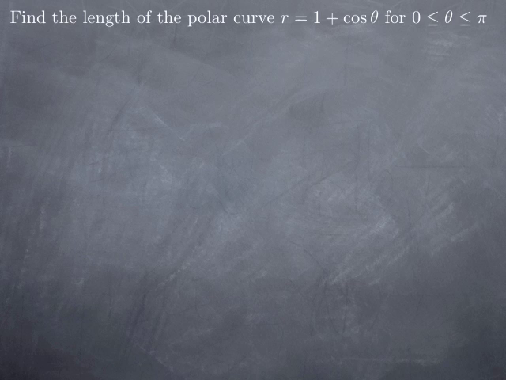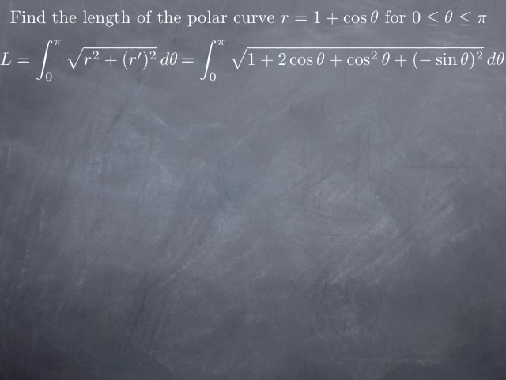Let's take a look at one more example. We want to find the length of the polar curve r equals 1 plus cosine theta for theta between 0 and pi. Since cosine is one-to-one on the interval 0 to pi, and r stays non-negative because cosine is between negative 1 and 1, that means that this curve is traversed exactly once as theta increases from 0 to pi. So we can apply our formula, and the length is given by the integral from 0 to pi of the square root of the sum of the squares of r and r prime.